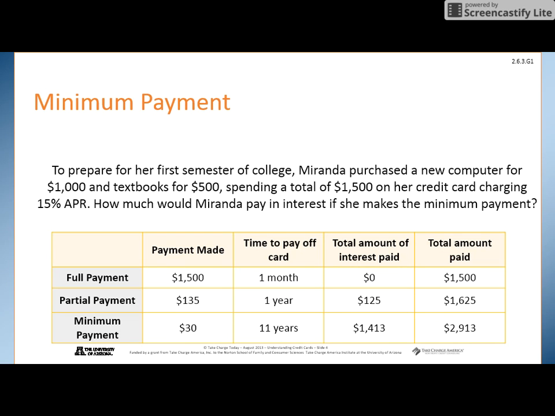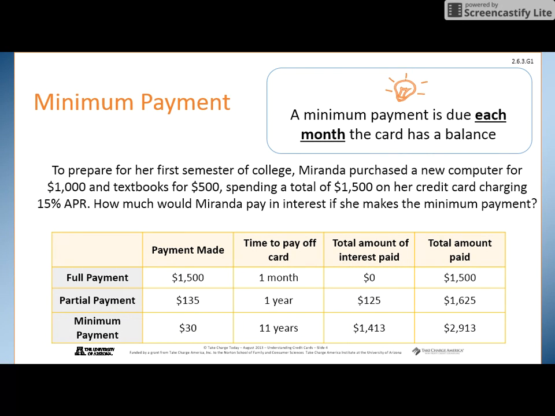If she makes full payment in the first month, she has zero interest. She's going to pay the full price of $1,500. If she makes partial payment for 1 year, she's going to pay $125 in interest, totaling $1,625. And if she makes the minimum payment of $30 for 11 years, her interest paid is going to be $1,400. So her computer and books are actually going to cost her about $3,000. A minimum payment is due each month the card has a balance.